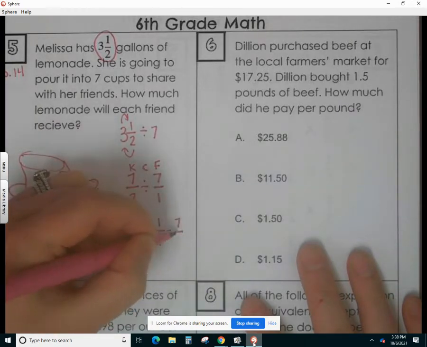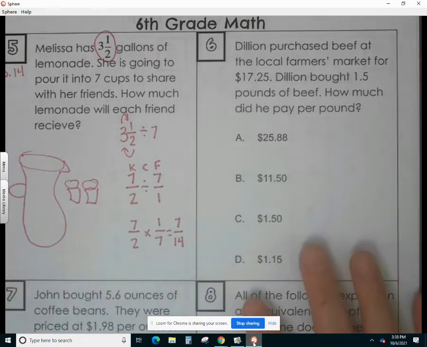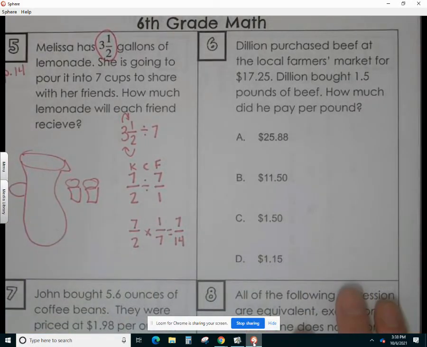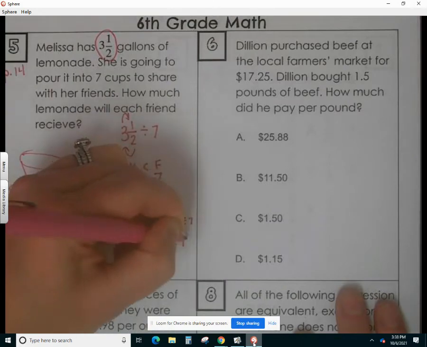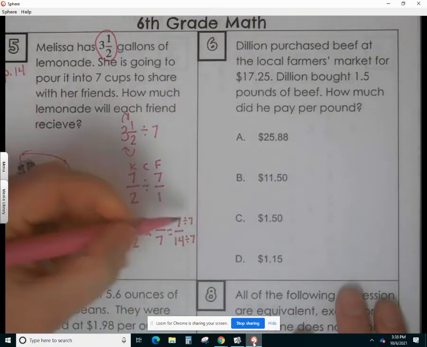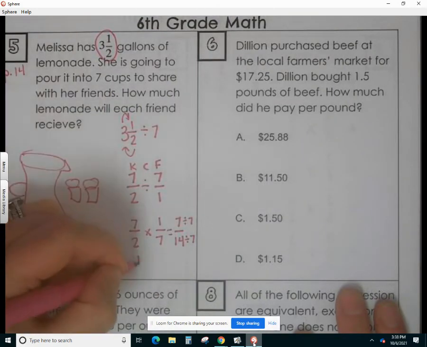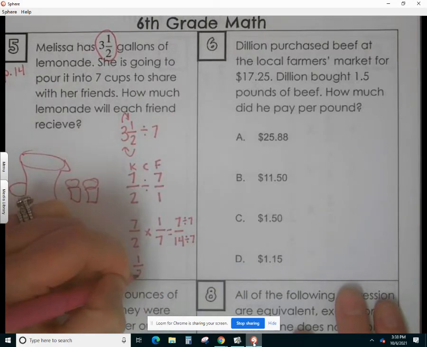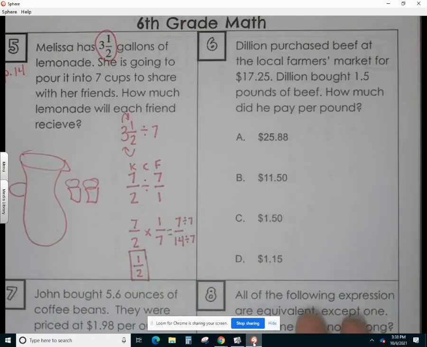When I multiply across, I get 7/14. But I can simplify that because both of those are divisible by 7. 7 goes into 7 one time, and 7 goes into 14 two times. So each person is going to get half a gallon of lemonade, which is a lot. But if you were to multiply, you would get 24 and a half if you did it correctly. And it doesn't make sense for everybody to get 24 and a half gallons because we didn't even have that much to begin with.